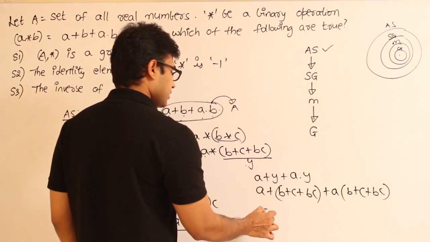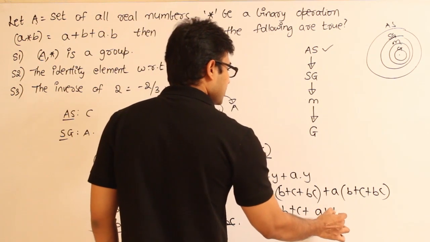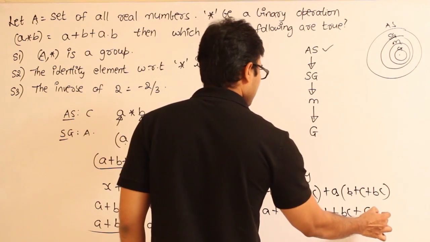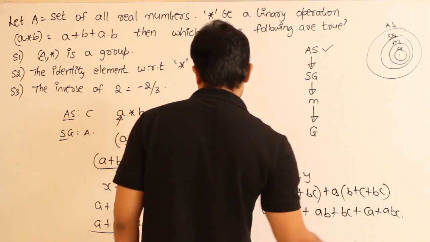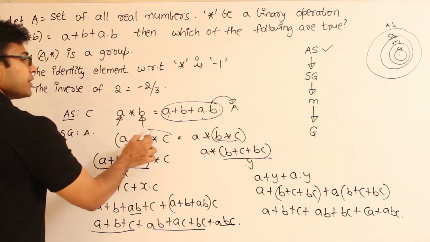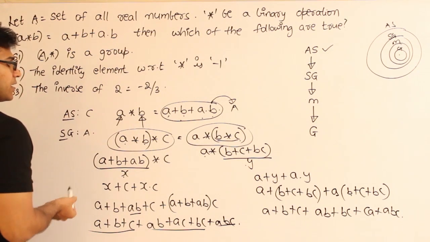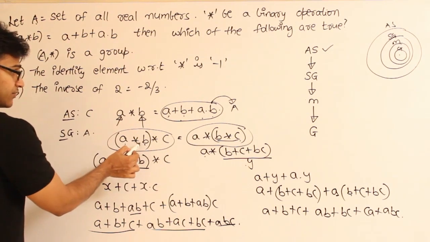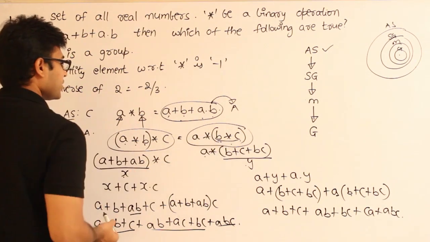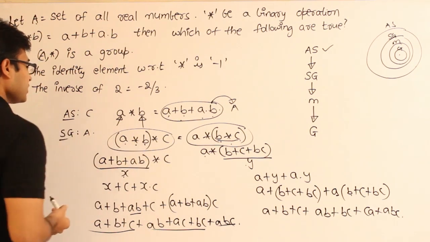Then what do we get here? a plus b plus c plus ab plus bc plus ca plus abc. So we got the same thing, right? So left hand side happened to be right hand side, and so it does not matter whether you associate this b with the left side operator star, or you associate this b with the right side operator, the ultimate result doesn't matter. Therefore we can say that star is associative.